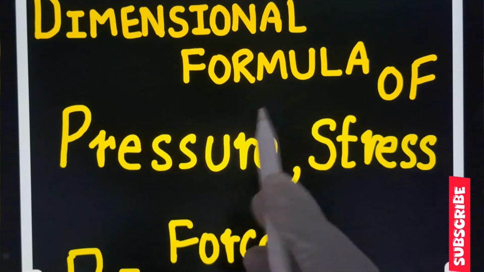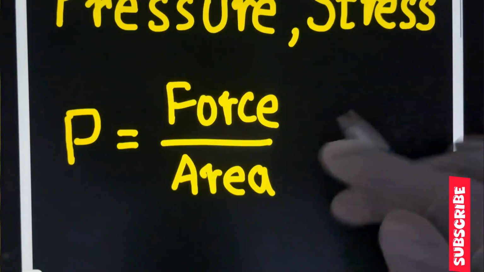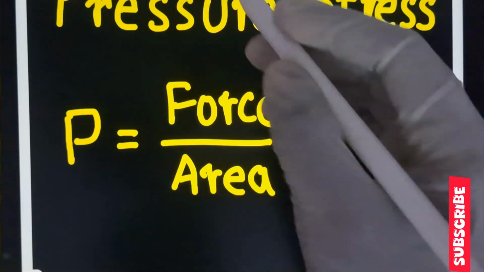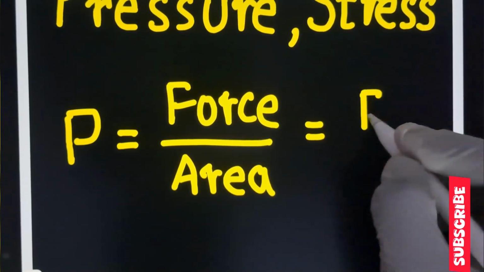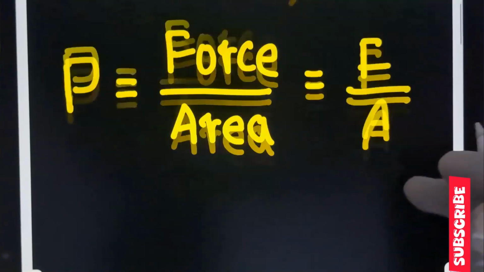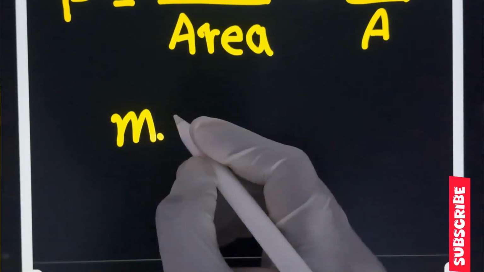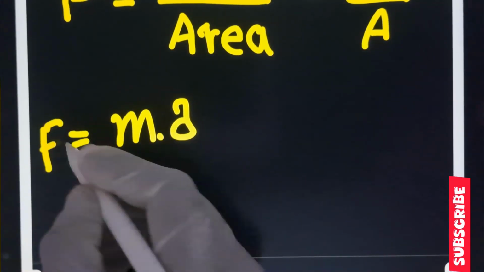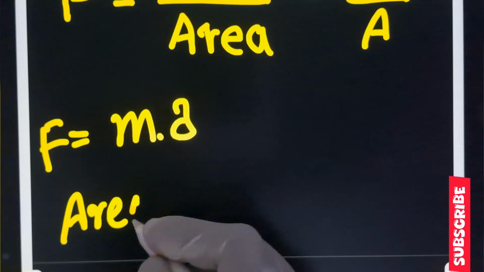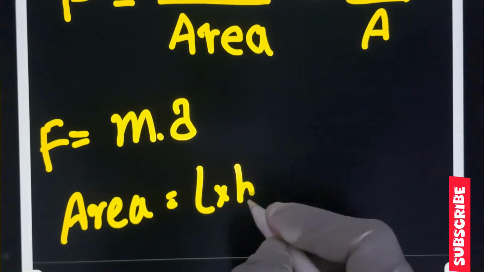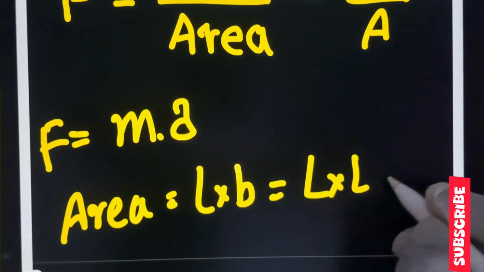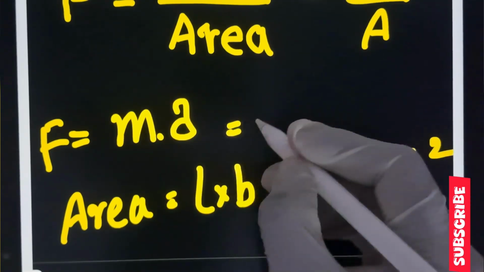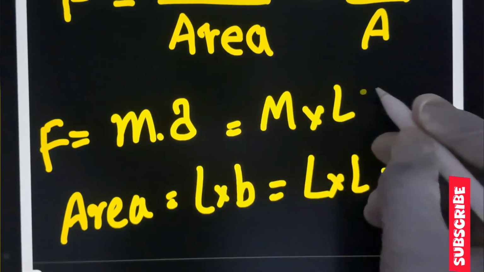To find the dimensional formula of pressure and stress, pressure is equal to force by area, F by A. Next, force is equal to mass into acceleration, F is equal to ma. Next, area is equal to length into breadth. The dimensional formula of area is L square. Next, here m is mass and acceleration is L t power minus 2.